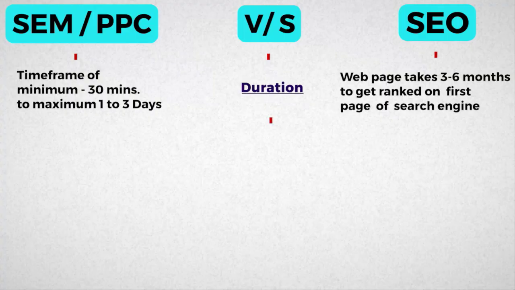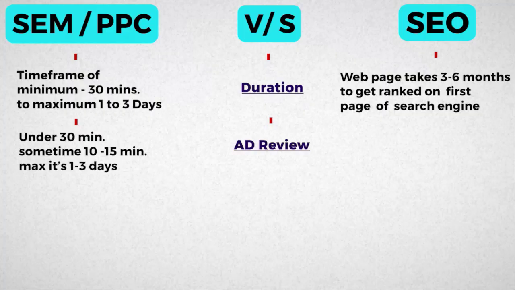After every ad which is created, or every link which is to be shown as an ad, it goes through a process known as the ad review process. That ad review process can be as short as under 30 minutes, sometimes even 10-15 minutes, and at maximum it is just 1 to 3 business days. So that's why when you want to start a business and get your website seen by people very quickly, you have to opt for the technique of SEM.